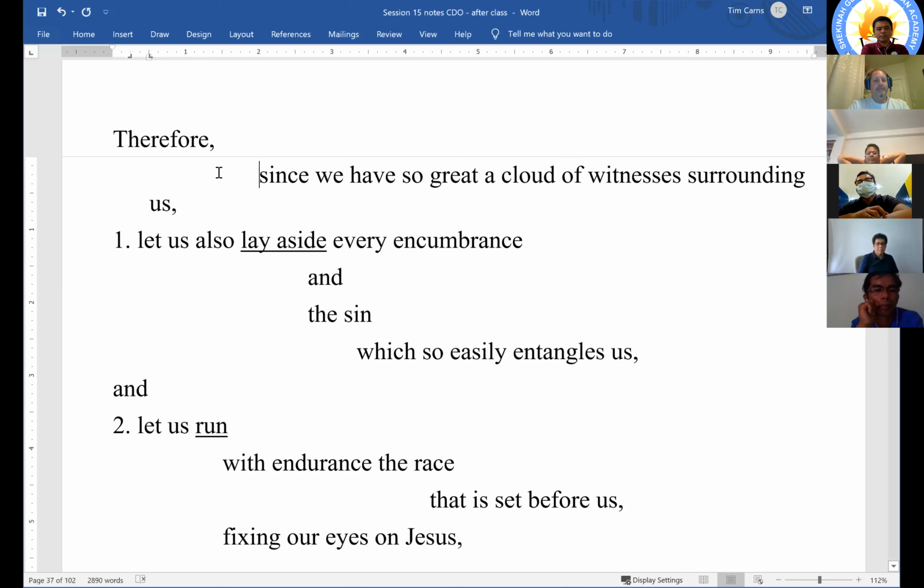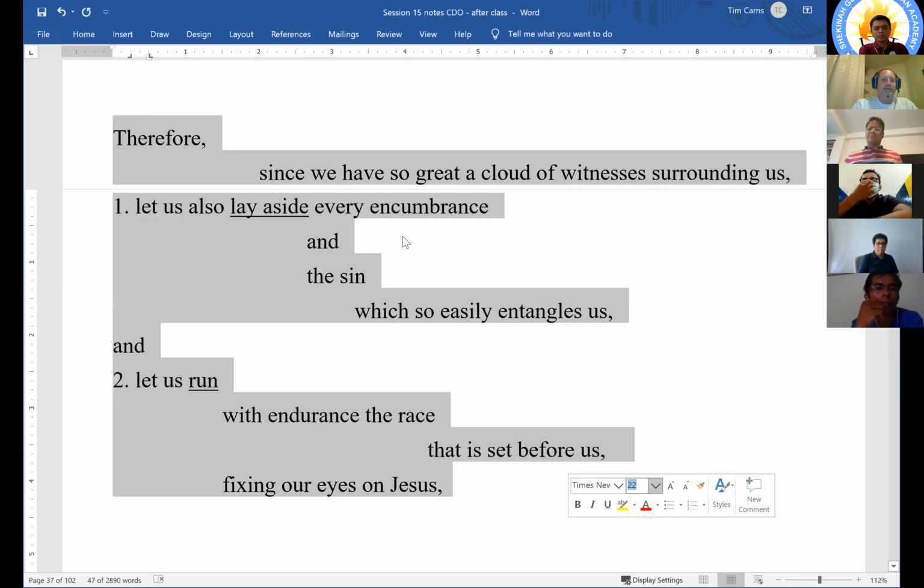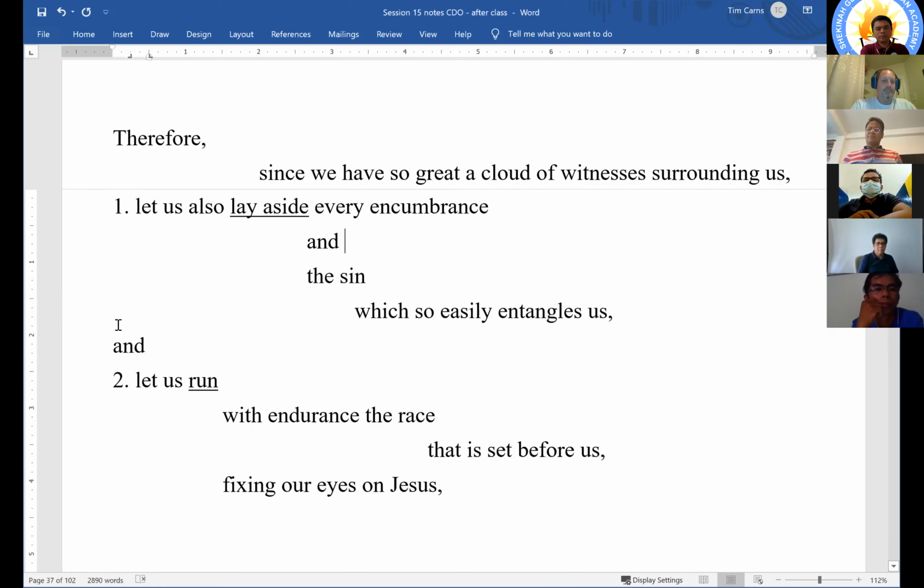All right. Now, just change this to there. Okay, so this is the diagram. And how this would end up being in my outline is 2 points. Point number 1, let us lay aside 2 things. Every encumbrance, let us lay aside the sin. Point number 2, let us run, how? With endurance, fixing our eyes on Jesus.